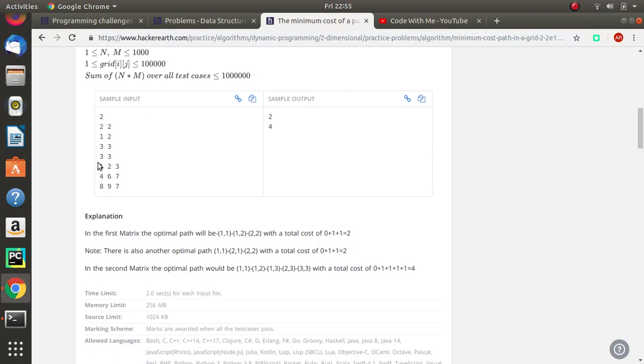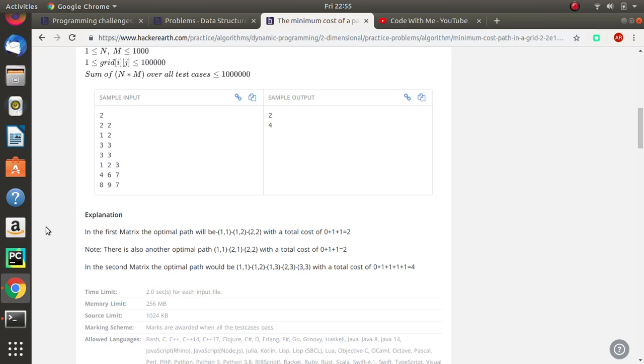Now coming to the second matrix, we have to go from 1 to 7. There are many paths possible. The optimal will be 1, 2, 1, 2, 3, 7, 7, because the cost for 1 will be 0, for 2 it will be 1, for 1 it will be 0, for 2 it will be 1, for 3 it will be 1, for 7 it will be 1, and for the next 7 it will be 1. So the total cost will be 4. Basically we have to find the minimum cost path.